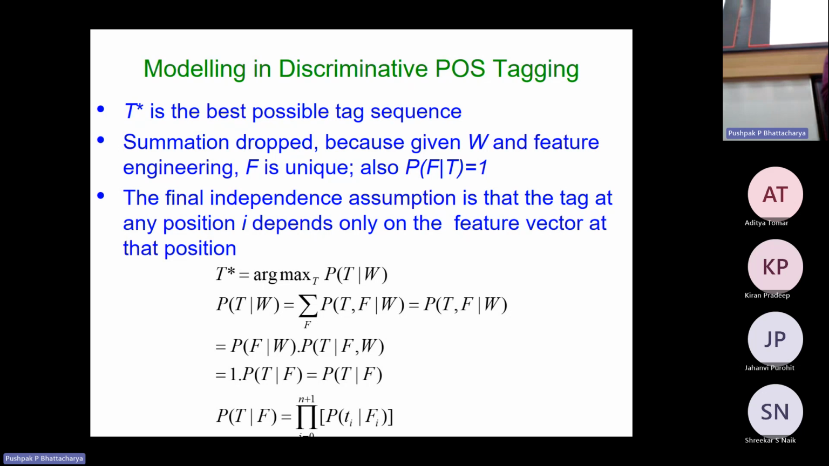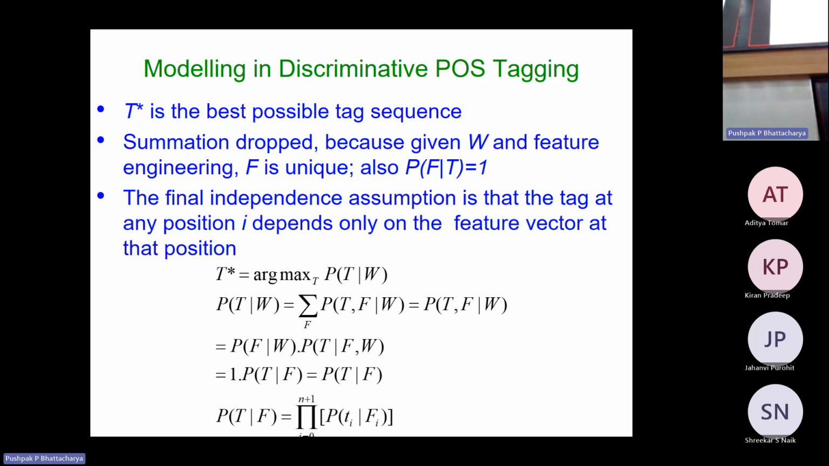And probability of T given F is then expressed as the product of probability of Ti given Fi, i going over all the positions in the sequence. So this is the model. This product comes because we are applying the Markov independence assumption. This is a very nice formulation because we are observing all the features given the word sequence, and from the features we are trying to decide on the part of speech tag sequence.